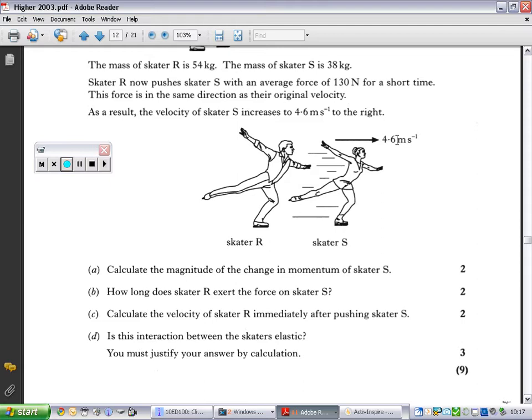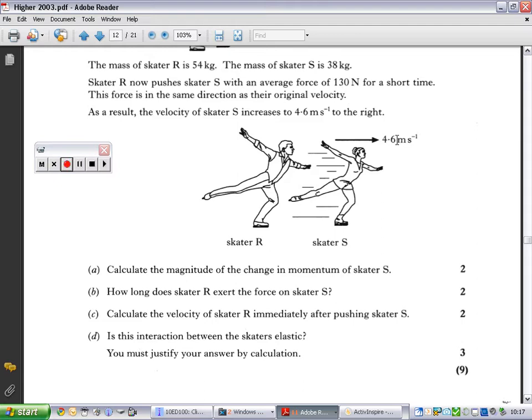Now, if the velocity of that skater increases, then the velocity of the other skater is going to decrease. Conservation of momentum. You should have that idea in your head, just so if you get the wrong answer, you can know what you've done wrong. Calculate the magnitude of the change in momentum of skater S.